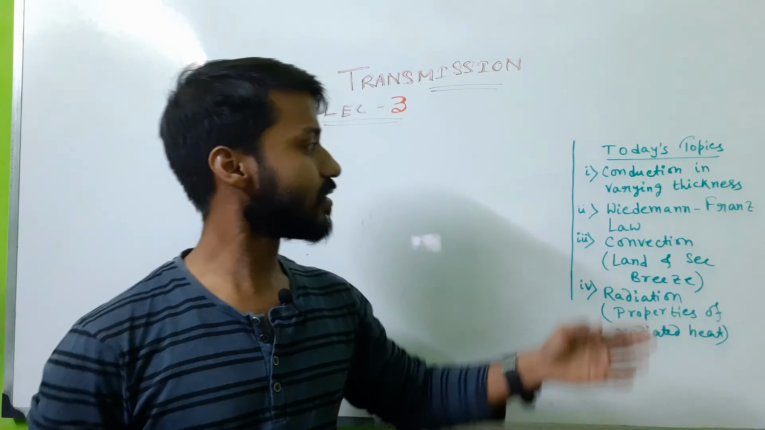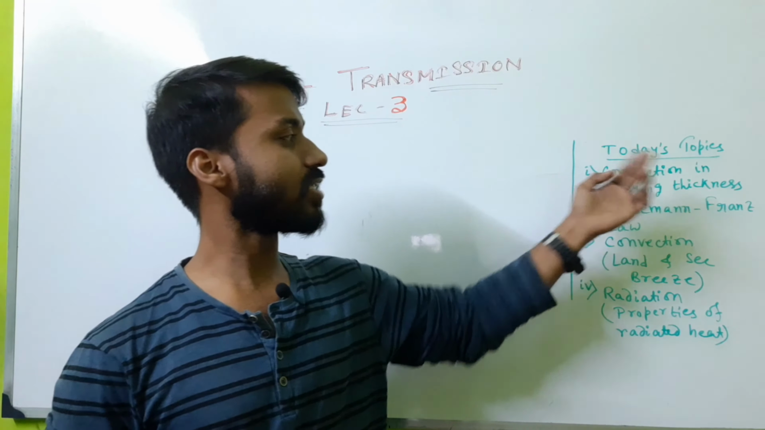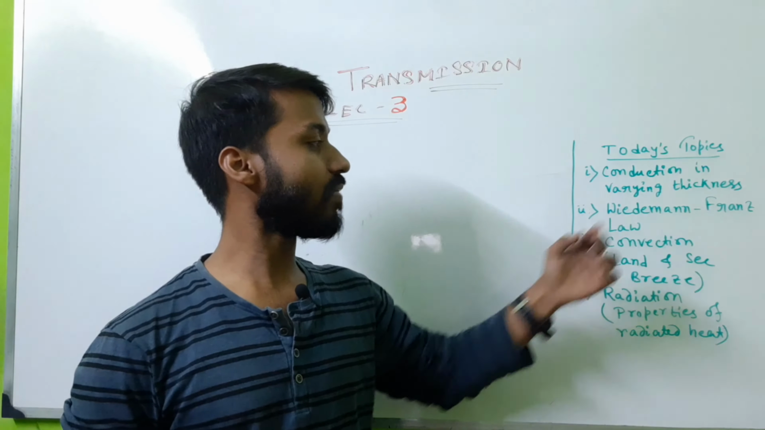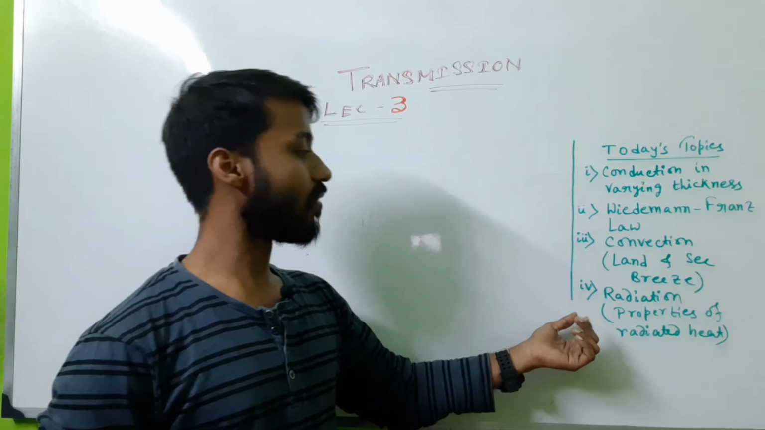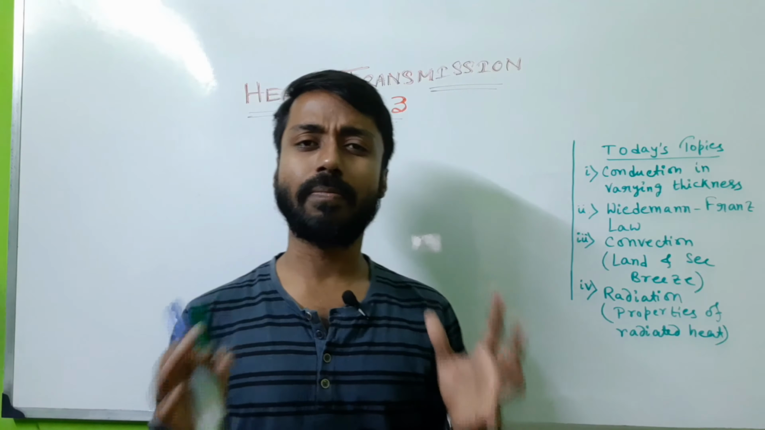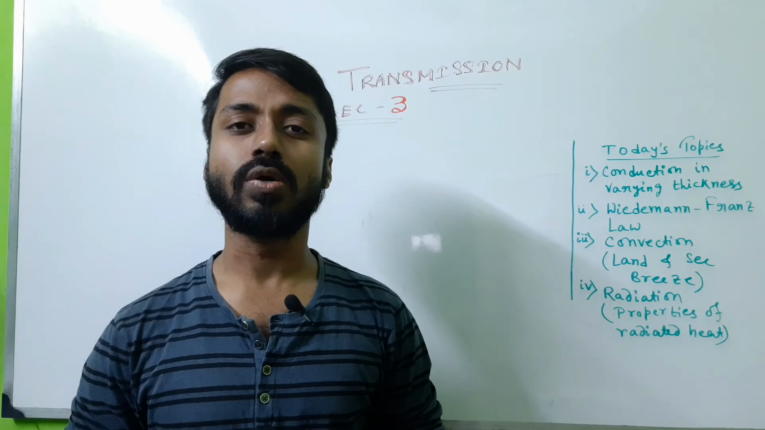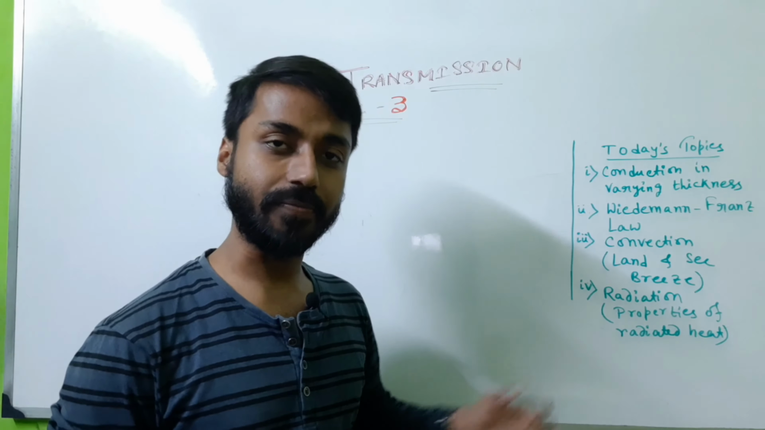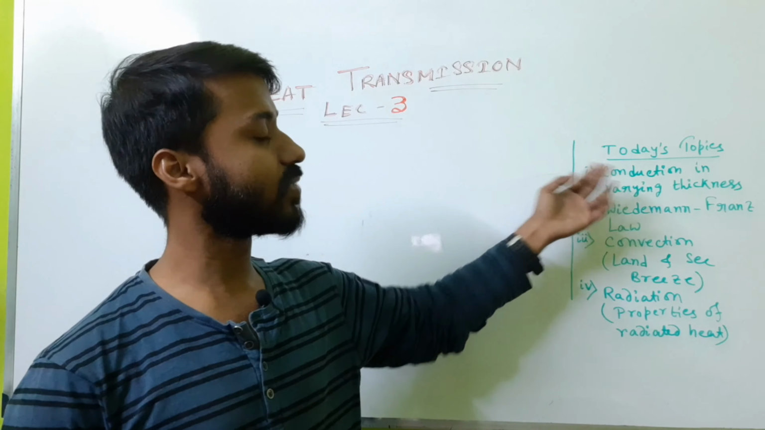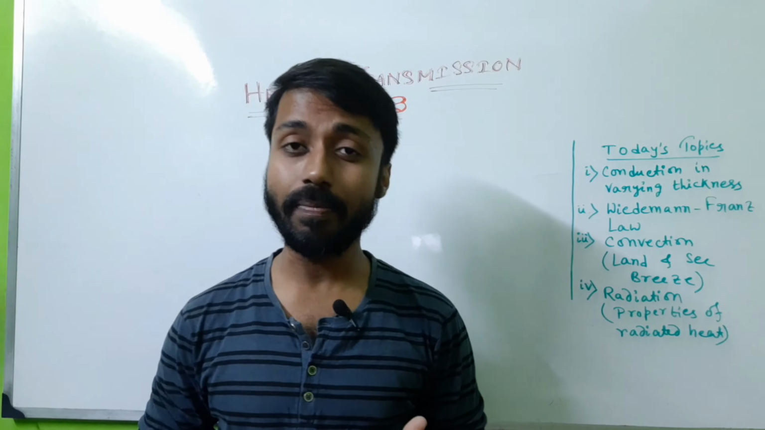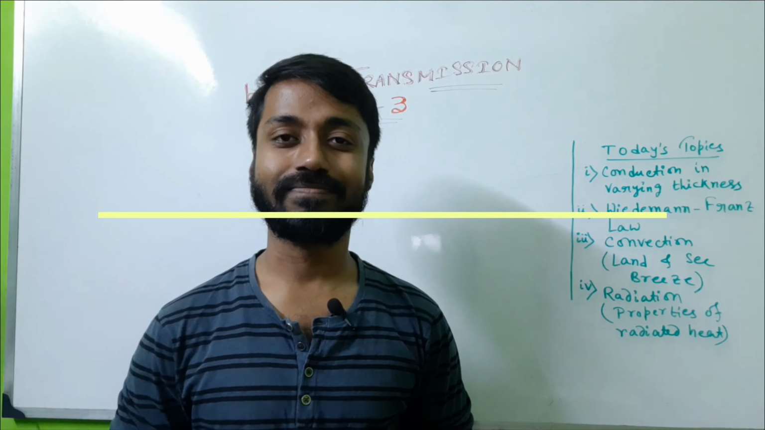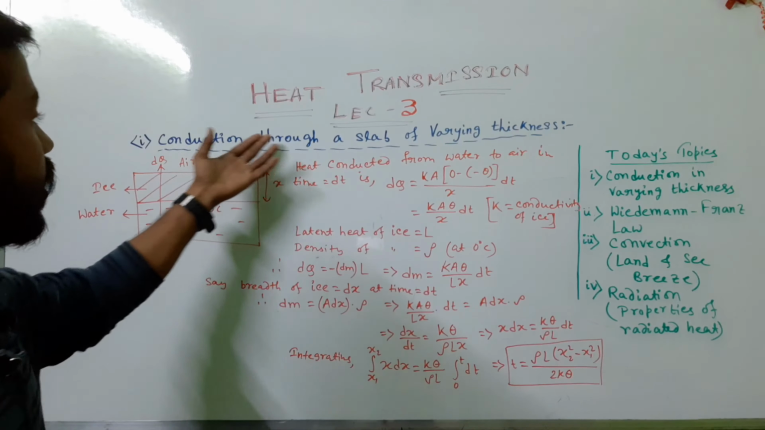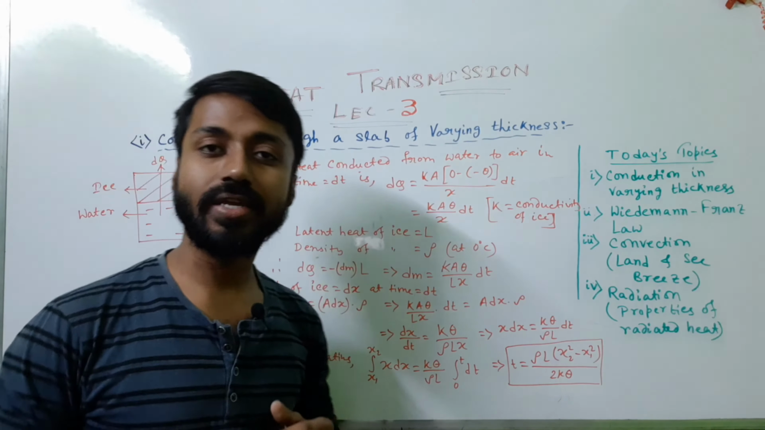Today we will discuss four topics: conduction in varying thickness, the Wiedemann-Franz law, convection, basically land and sea breeze, and fourth one is radiation, the basics of radiation with its properties, right? So let's start from the first point, conduction in a slab whose thickness is varying with respect to time. See, conduction through a slab of varying thickness.